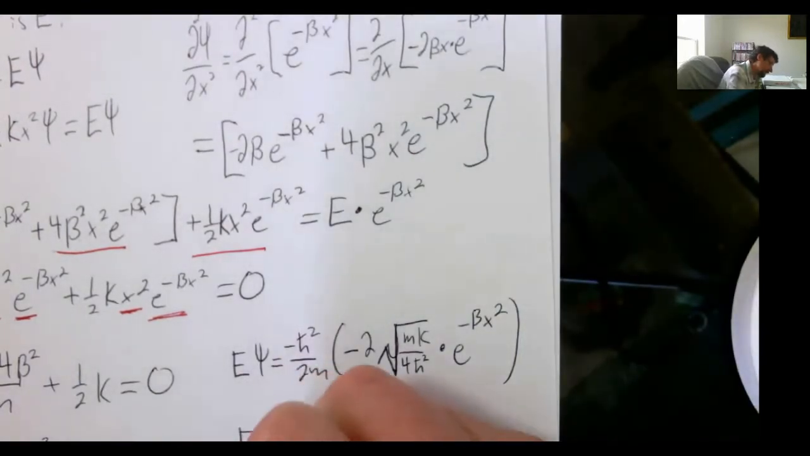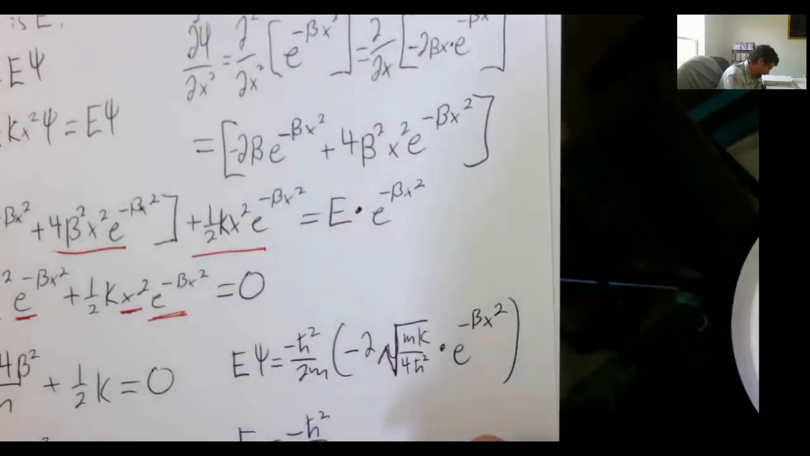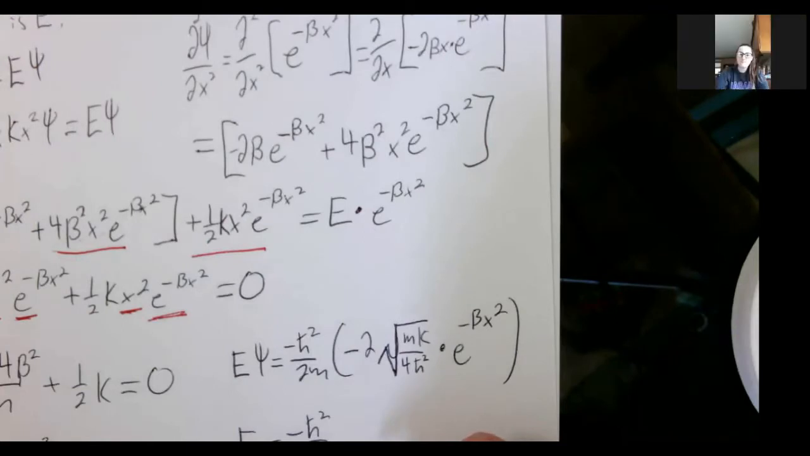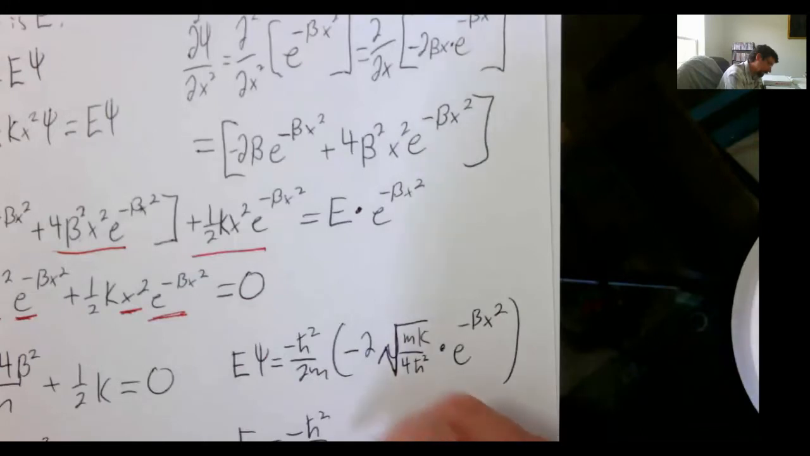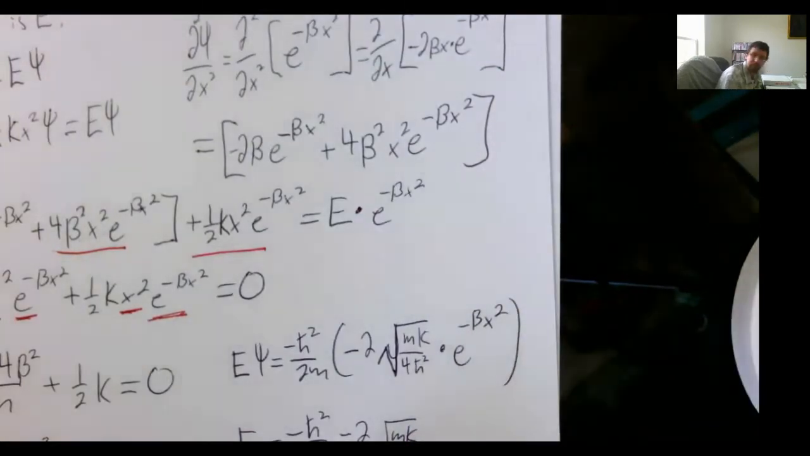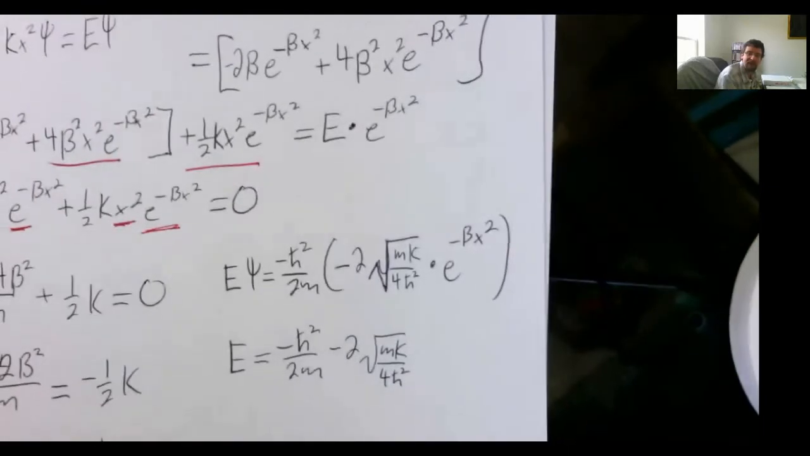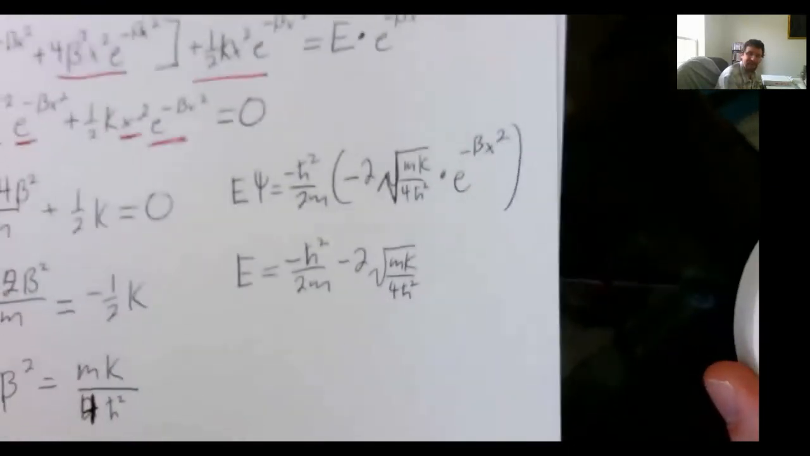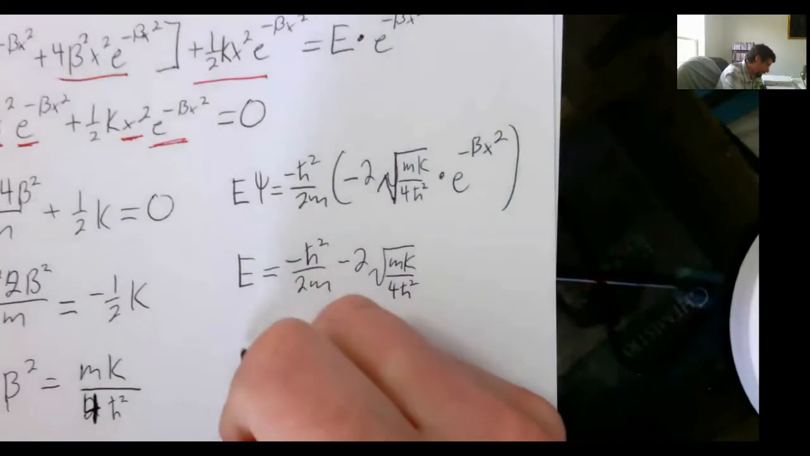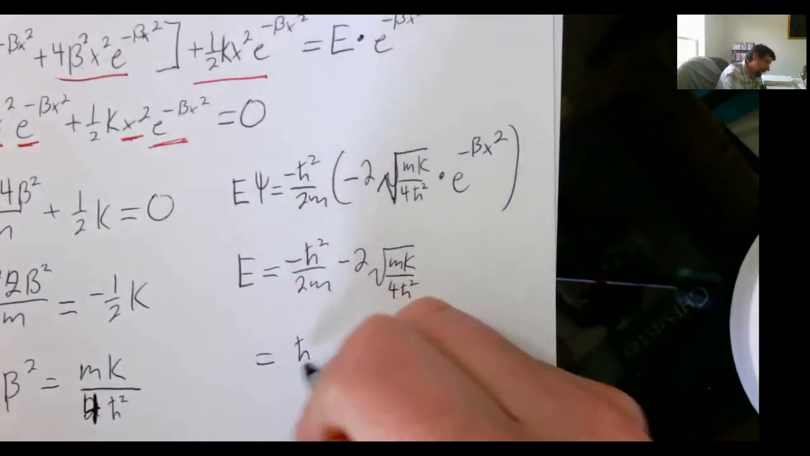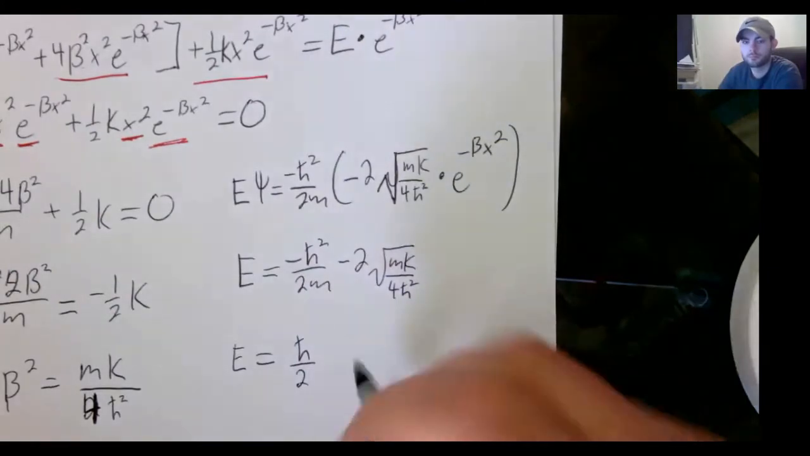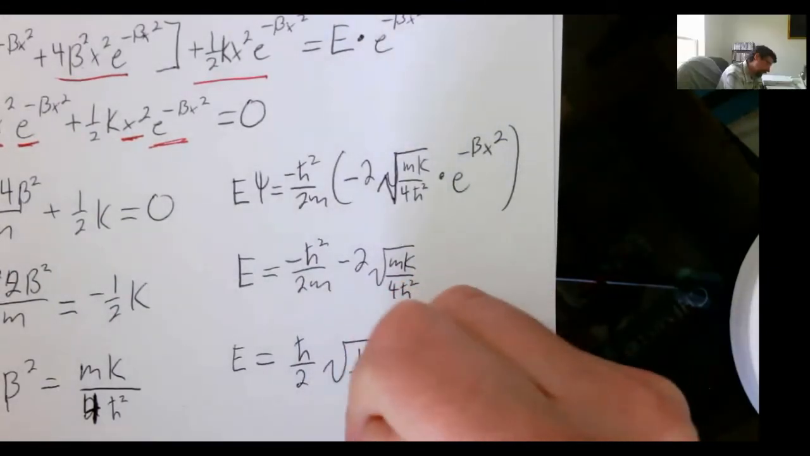So we get our energy is equal to negative h bar squared over 2m. What else do we got? Negative 2 square root mk. Oh, except you can't see it. Okay, if you keep manipulating, you keep solving, what you'll eventually find is energy is equal to h bar over 2 square root k over m.